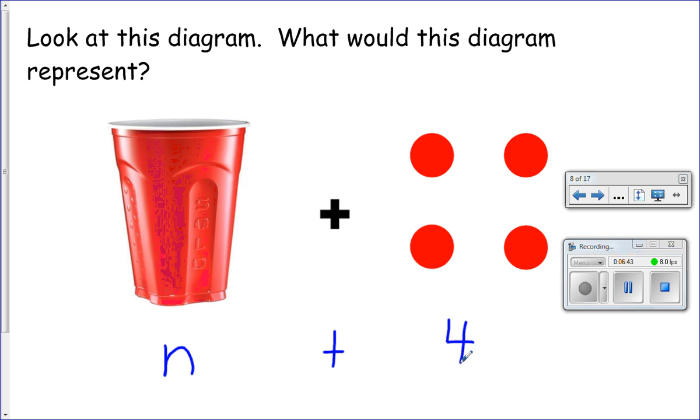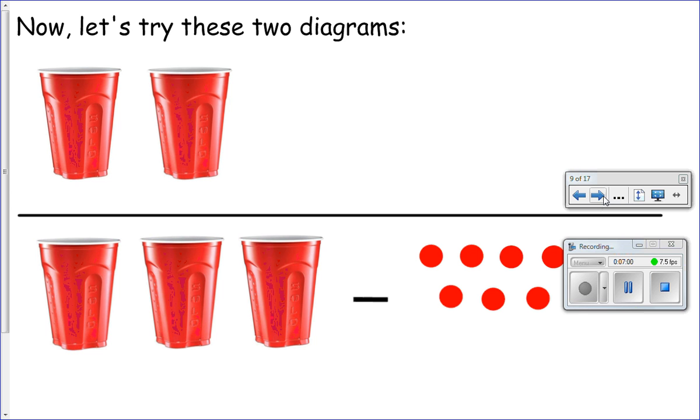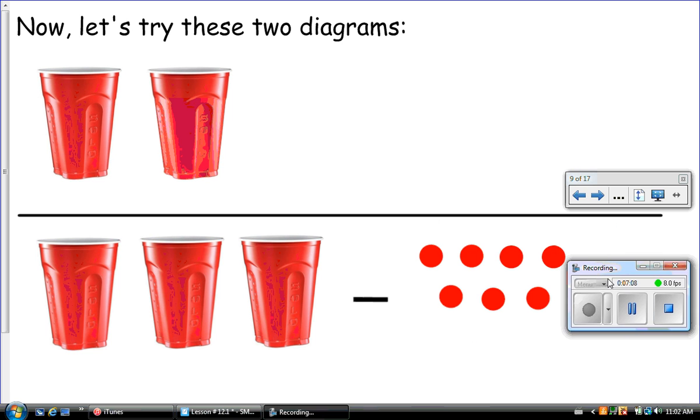Now as I did this, I was just thinking, N is perfectly fine. But for these next examples, why don't we use the letter C, because the word cup starts with the letter C. Okay, I'm going to do the diagram on top, and you're going to try the diagram at home.